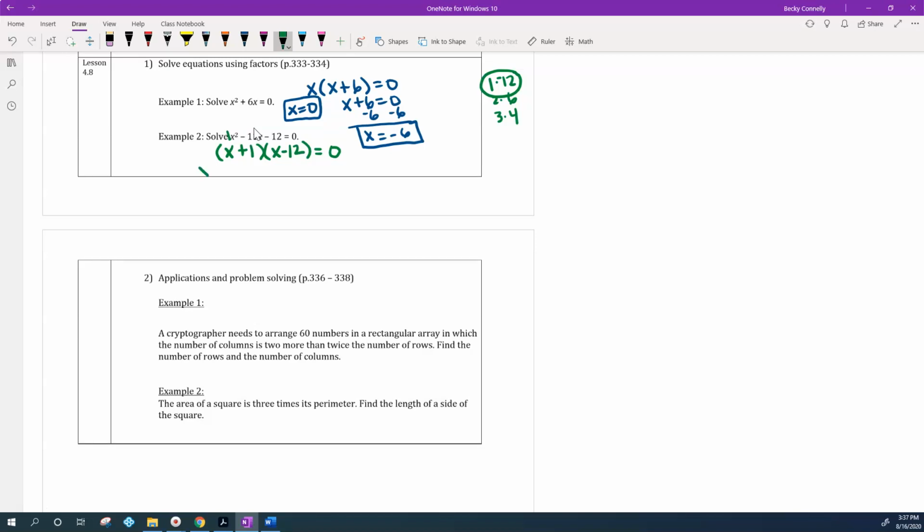Then set both of those parts equal to 0. Each factor needs to be set equal to 0 and solved for x. So we'll subtract the 1 over: x equals negative 1. And then we'll add the 12 over, and x is positive 12. So there are our two solutions.